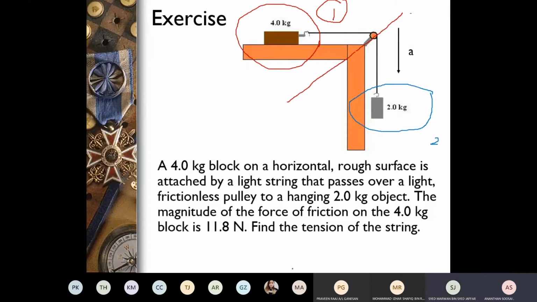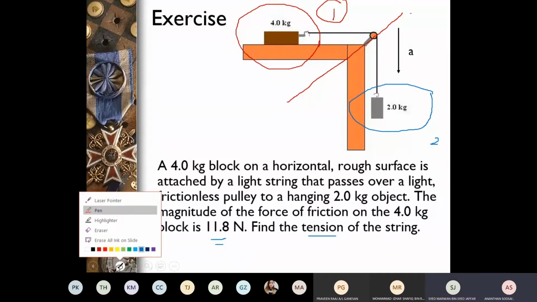So what is question 1? For the magnitude of the force of friction, find the tension of the string. You want the tension. The 4 kilogram is horizontally dragging, but the surface here has friction. How much is the friction? The friction is found to be 11.8 Newton. Find the tension of the string. Okay, first, you need to identify all the forces.